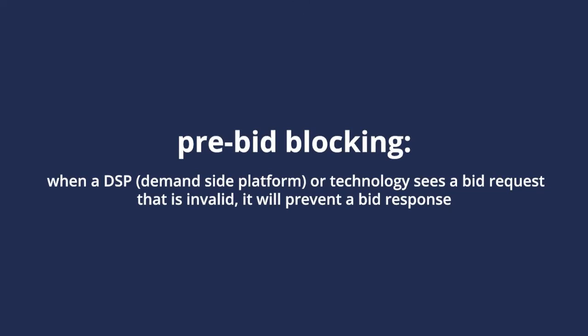Yeah, so before we jump in, can you unpack a bit for me and the viewers, hello viewers, what pre-bid blocking is? Sure. If you think about the DSPs, demand-side platforms, they're looking at all the bid requests. And if they or a technology sees that something is invalid, it will prevent a bid response. So they're stopping it from actually responding.